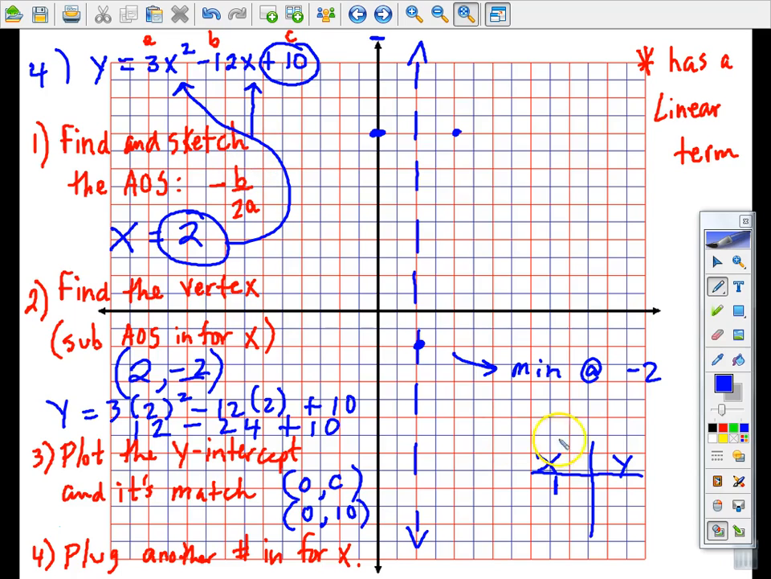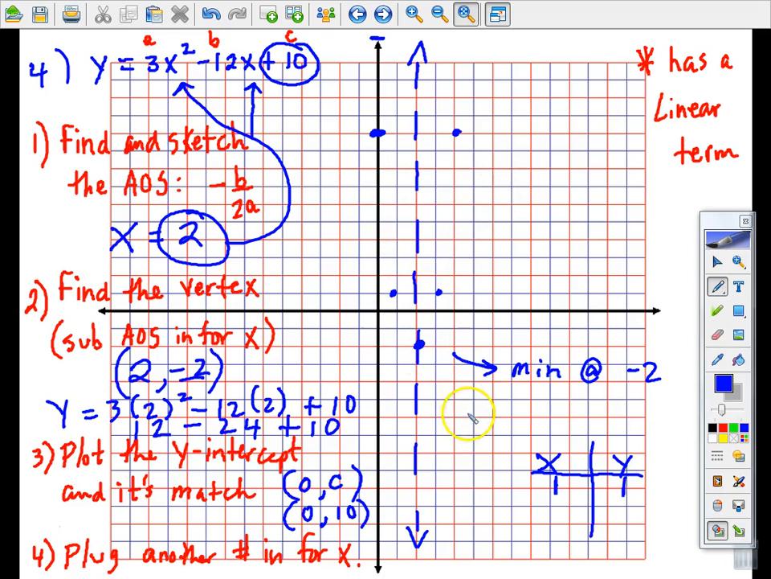Hannah? 1. Very good. So the point 1, go back to the origin, 1, 1 is on this graph, which means this is the matching point for it. And now you got your 5 points, you're ready to connect the dots.